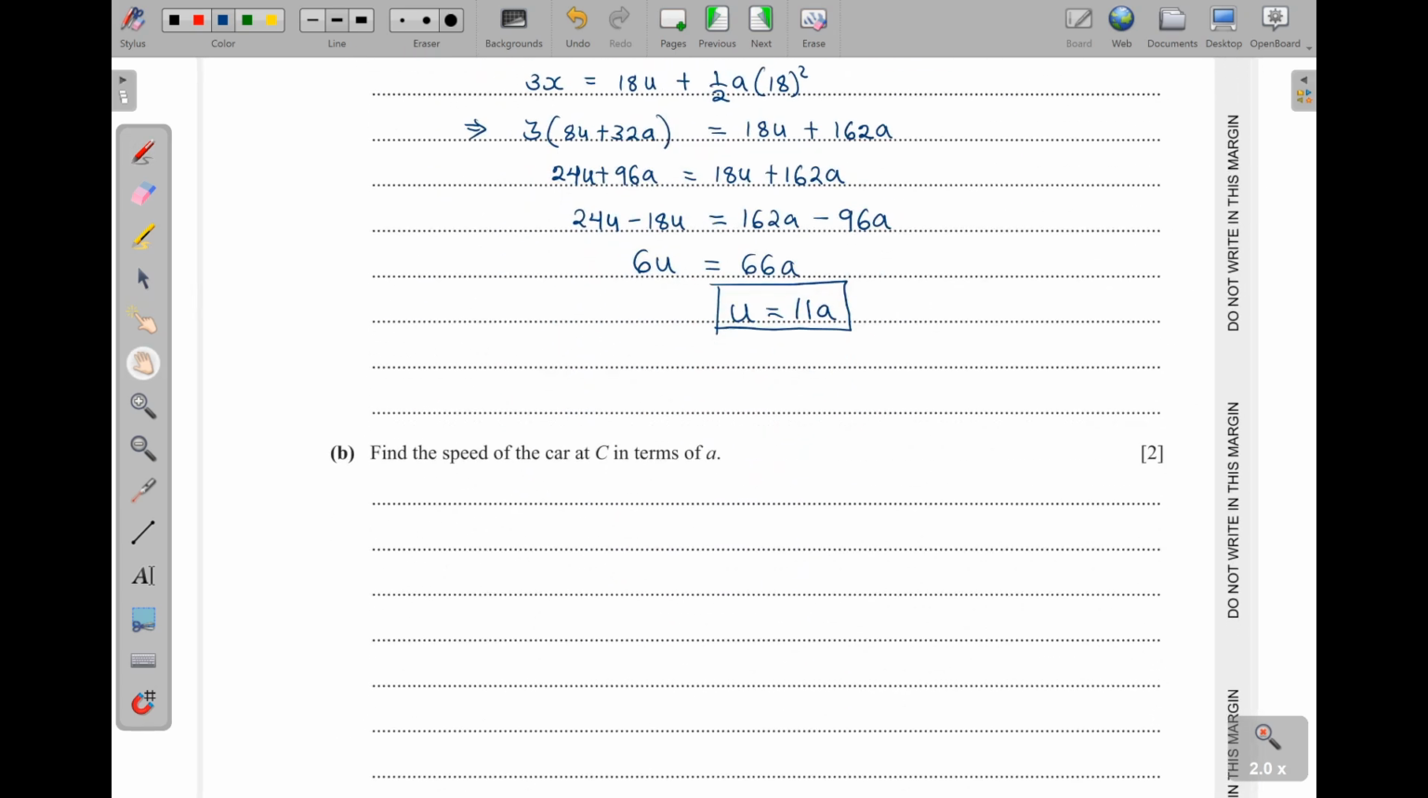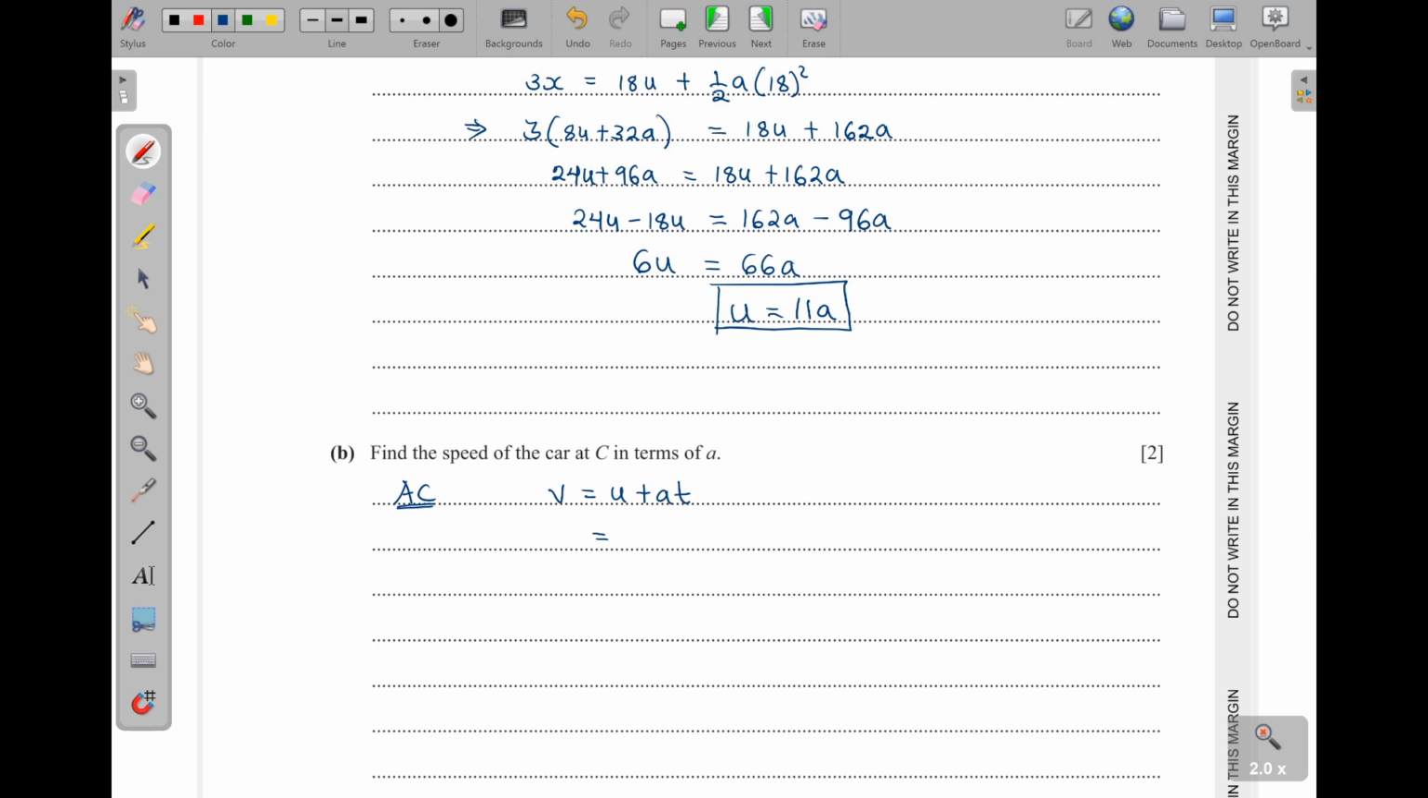Then part B, find the speed of the car at C in terms of A. So we can use SUVAT: V is equal to U plus AT. We want the speed of the car at C, the final velocity.